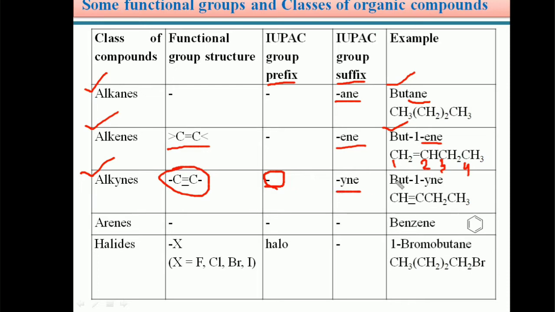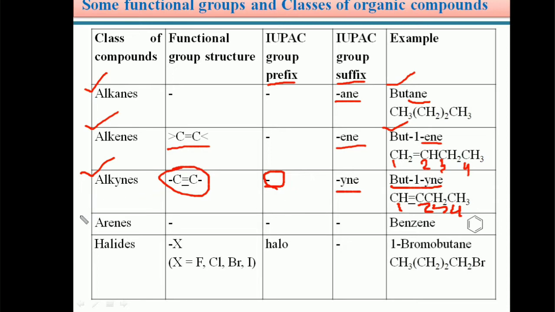For example, students, if you take 1-butyne or but-1-yne, here 4 carbon atoms are present in this example, 1, 2, 3 and 4. These 4 carbon atoms have direct bonding. There is a triple bond, 2 pi bonds and 1 sigma bond, present between 2 carbon atoms. Hence its name is 1-butyne, or you can write its name as but-1-yne.